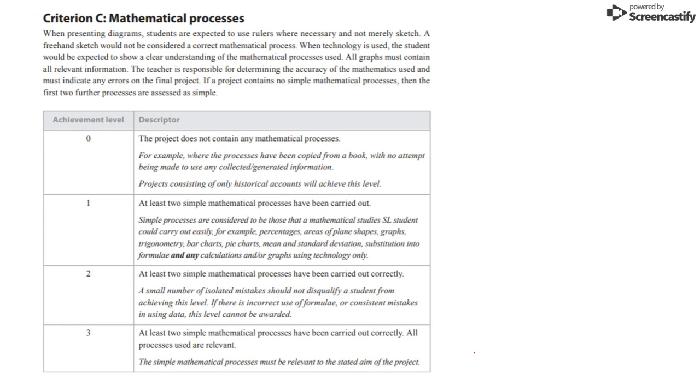I really want to talk more about criterion C because that is the calculation criterion. So a couple things to point out. To get a 0, the product does not contain any mathematical processes. That is almost impossible. So at least 2 simple mathematical processes carried out. Remember, that is mean, standard deviation, any visual representation, graphs, right? It gives you a list of things here.